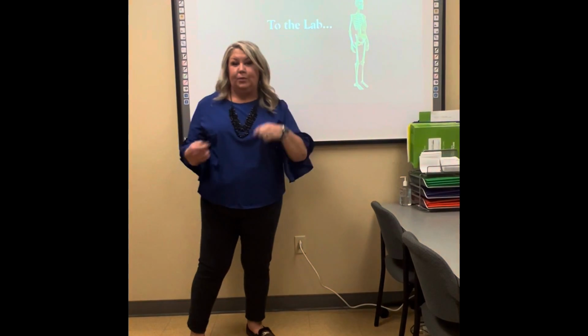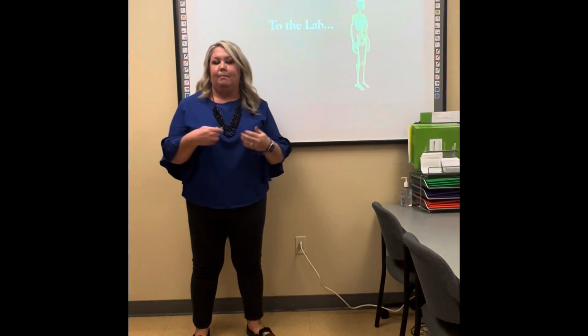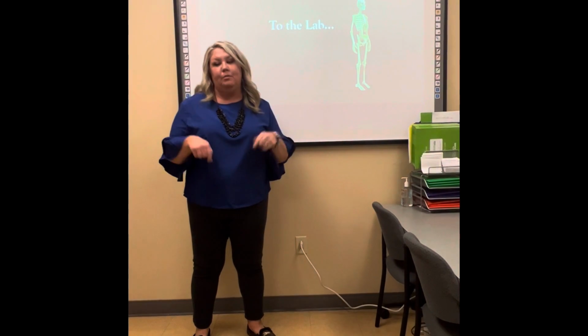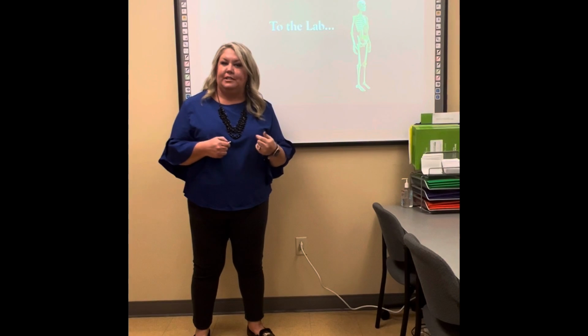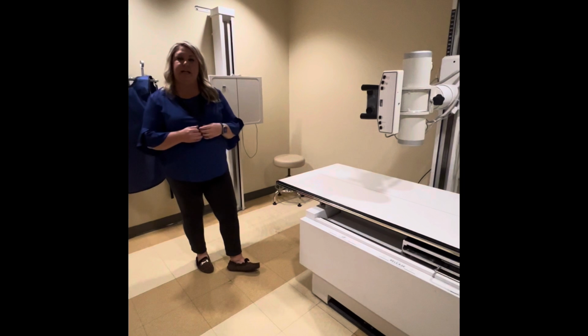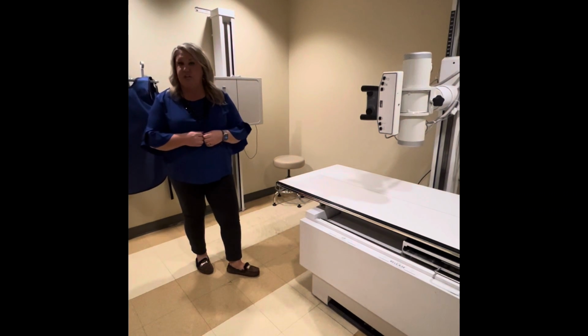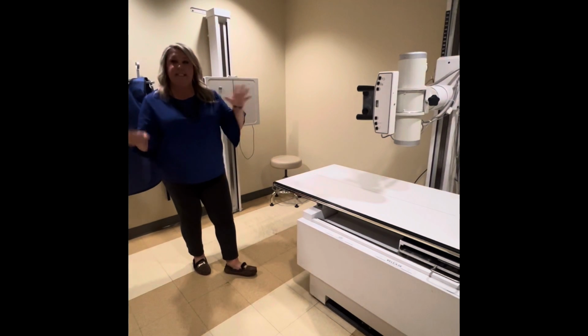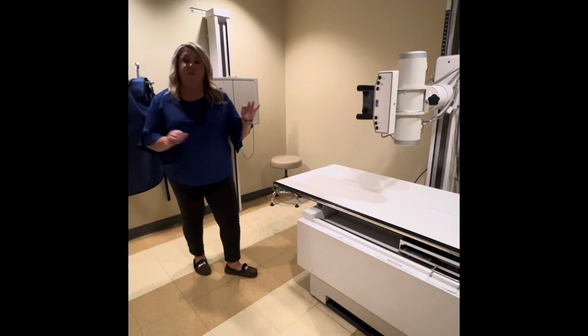Okay, so next we're going to go to the lab. We're going to walk through a basic chest x-ray exam, which is a PA chest and a lateral chest, and then we'll come back in here to go over our image evaluation just a little bit. Okay, so we're in the lab now. We're getting ready to set up for our PA and lateral chest, which are the two images that we need for a chest x-ray.